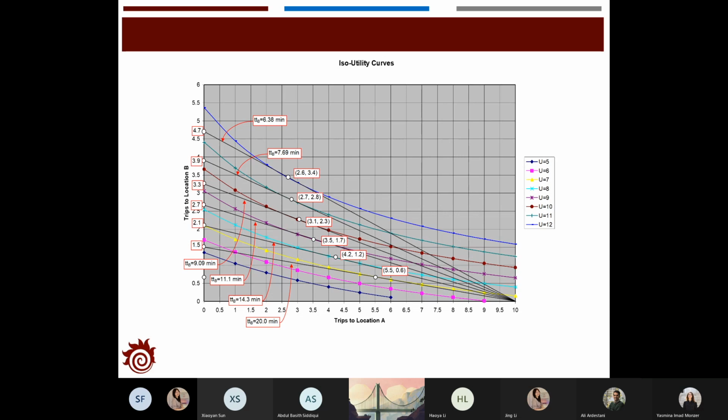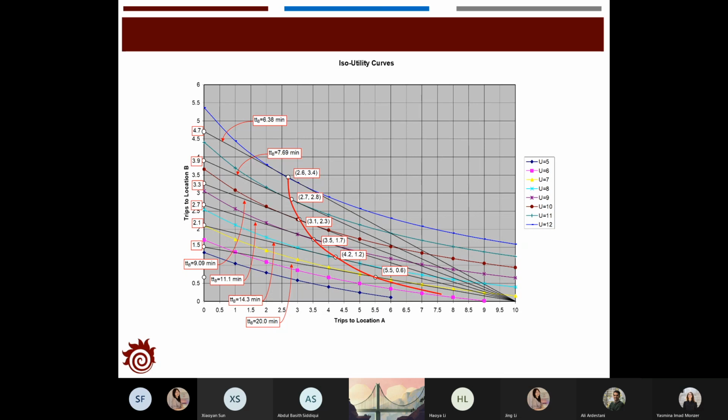For the first one, that is 6.38 minutes. Second one is 6.69 minutes. And for the last one, you get 20 minutes. This is the value of the travel time for each budget line. And you can also find the optimal assignment of XA and XB for each budget line. For this, we put all of them in one table and draw all these lines together.